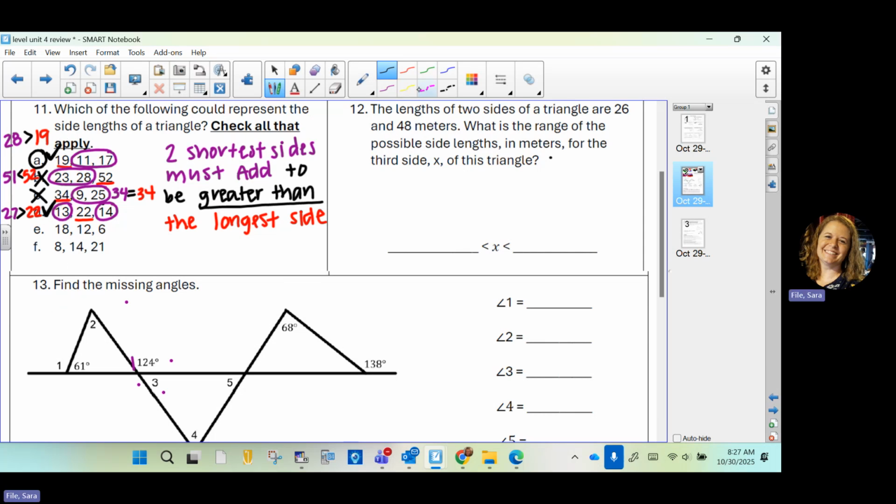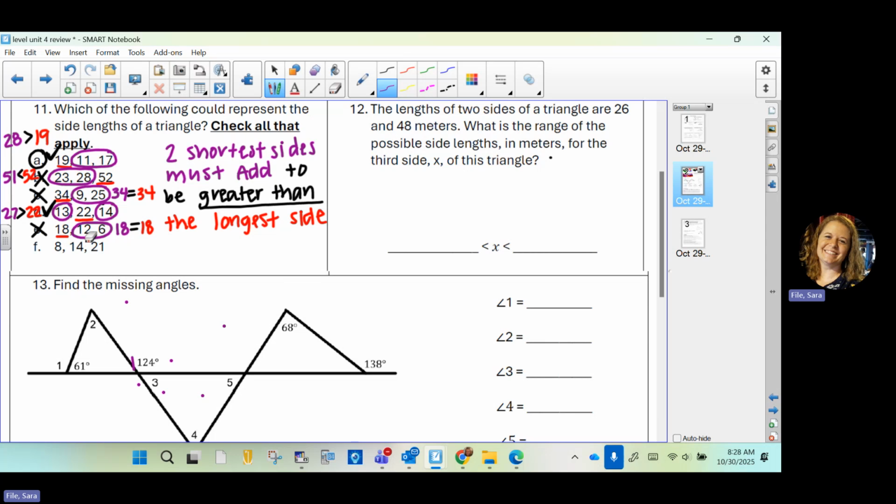Okay, now E, we need to check. 12 and 6 are my shortest sides. What's 12 plus 6? 18. How does 18 compare to the longest side? They're equal, so that cannot form a triangle.